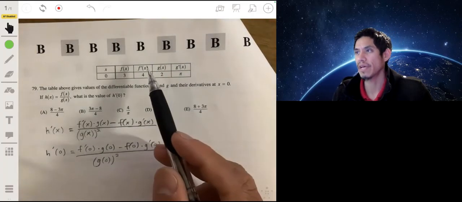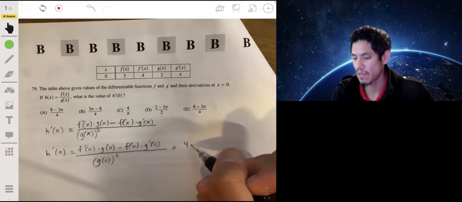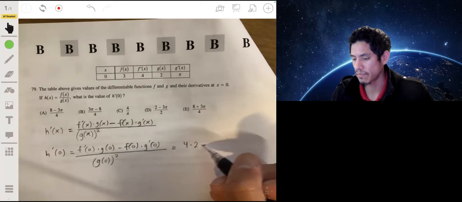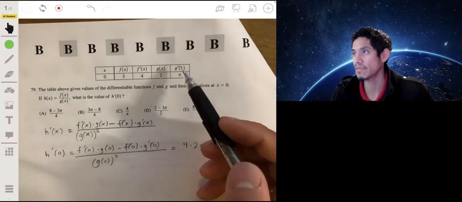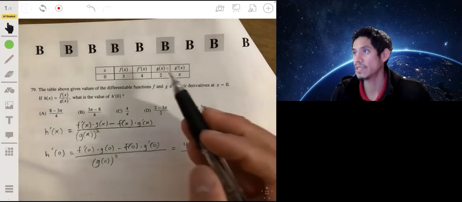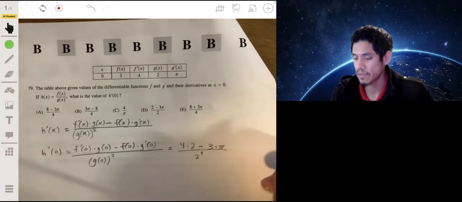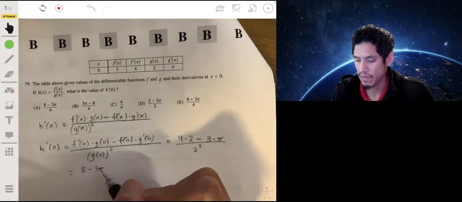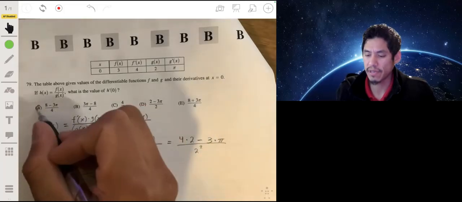And we can use our table now to find those values. So f prime of 0 is 4, g of 0 is 2, minus f of 0, which is 3, times g prime of 0, which is pi, all over g of 0 squared, so all over 2 squared. So you're going to end up getting 8 minus 3 pi over 4 as your answer. And so that'll be A.